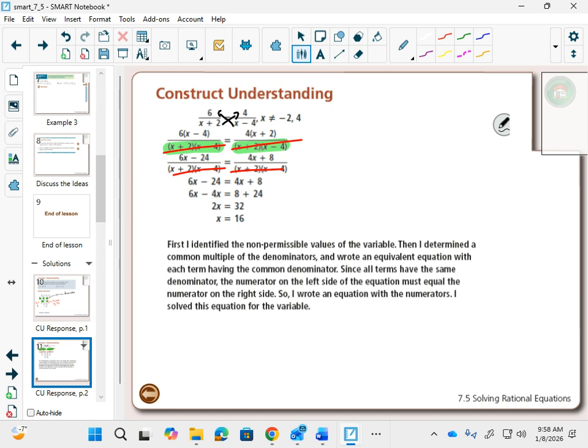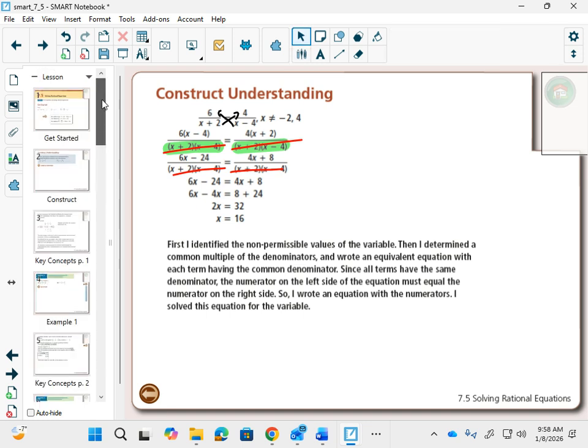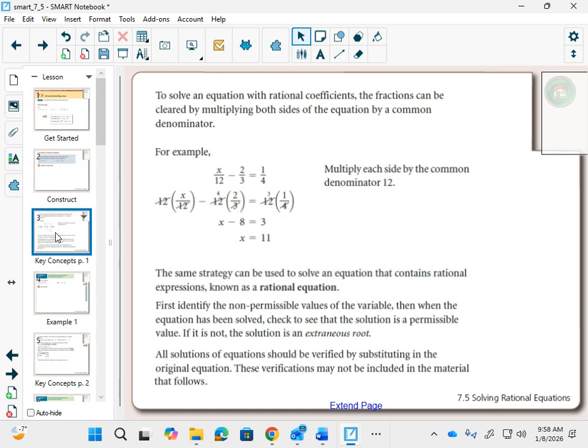Okay. So, what have we been doing? We have been solving, so this is on your next page there, we have been solving rational equations.